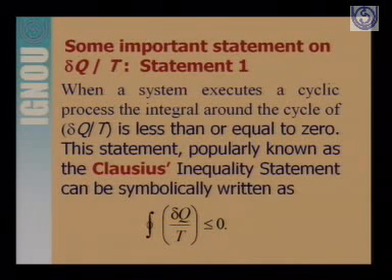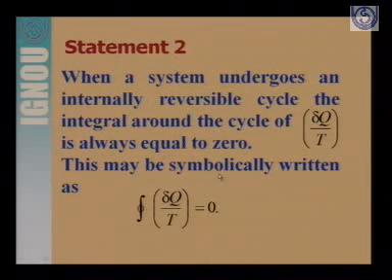Now time is very short, we have to wind up today's discussions. So very quickly I will go to the Clausius inequality statement. Statement 1 says that when a system executes a cyclic process, the integral around the cycle of del Q by T is less than or equal to 0. This is for the cyclic process, and this is known as the Clausius inequality statement. And for a reversible process, the integral of del Q by T is equal to 0.